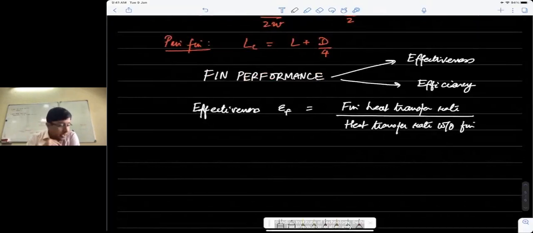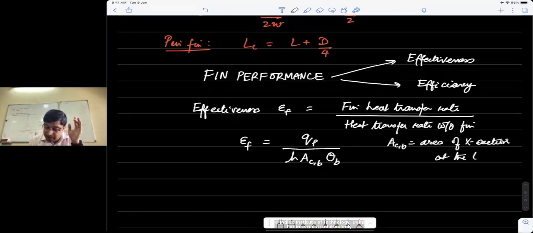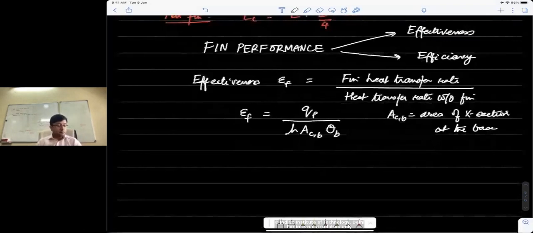Keep this in mind. To write it in mathematical terms, epsilon f becomes qf divided by the heat transfer rate without the fin. That would be h times the area of the cross section at the base, A_cb, times theta b, because remember that if there was no fin, you would have a temperature difference from T_b to T infinity. A_cb is the area of the cross section at the base of the fin. So we look at a ratio of these two numbers.